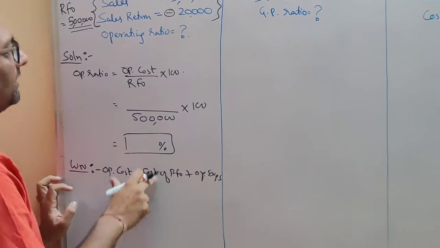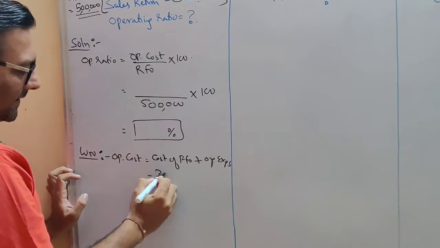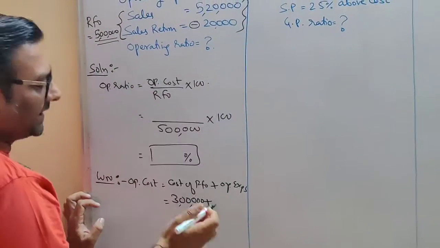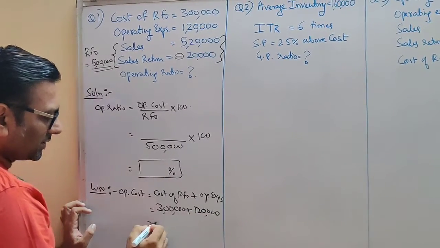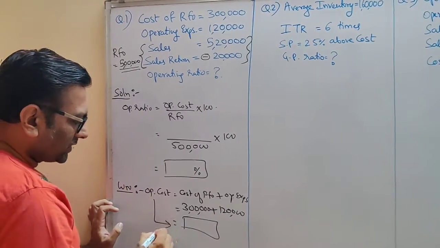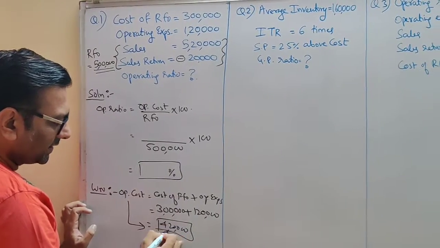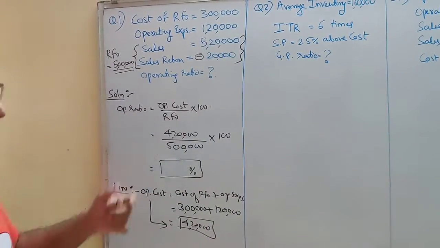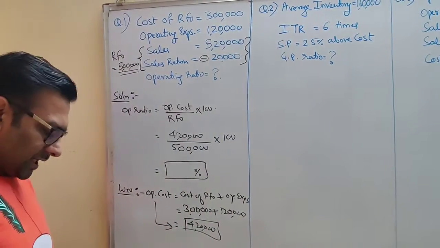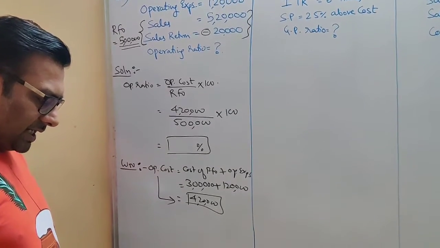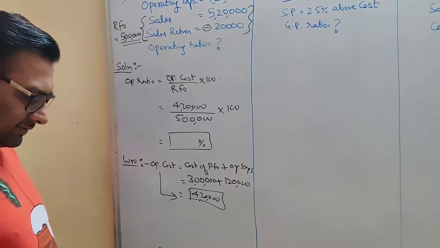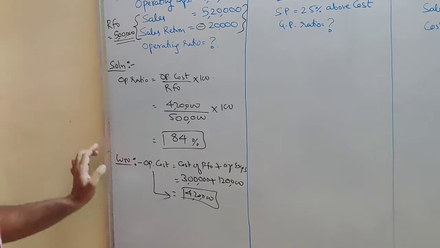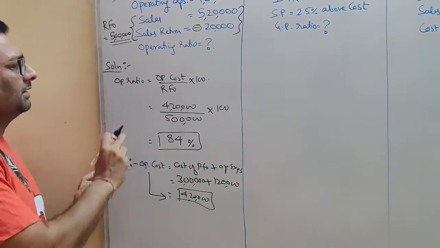Let's see, cost of RFO is given. Yes, it is given, 3 lakh. Operating expense, yes, even that is given, 1,20,000. So what is your operating cost? 4,20,000. So 4,20,000 is your operating cost. Now it's very easy to find, just simply divide and you get the answer. 4,20,000 divided by 5 lakh. Your answer is 84%.